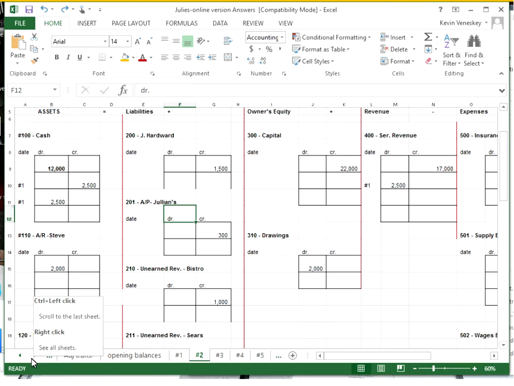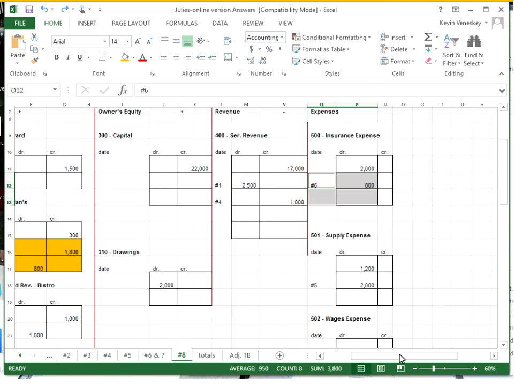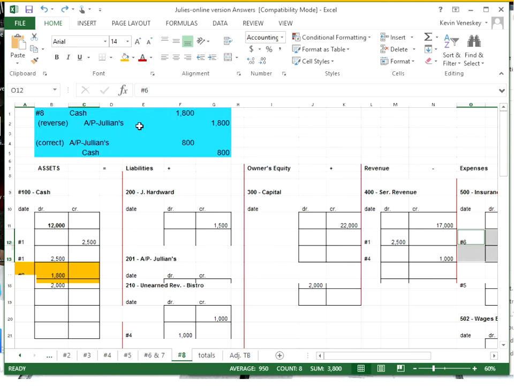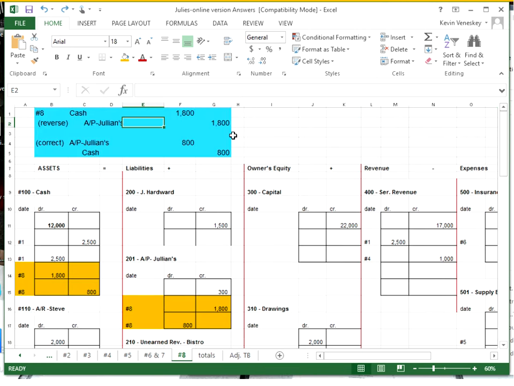So I'm going to do this my first method way, where I simply do reverse entries and then do the correct entry second. And that's what you'll see here in my last example. So what I'm going to do is pretend that that original entry, the accounts were correct.